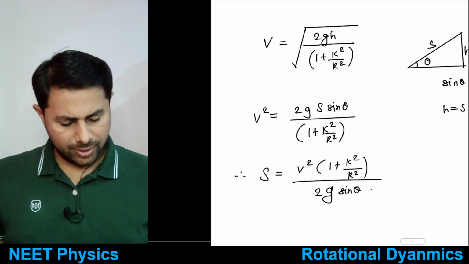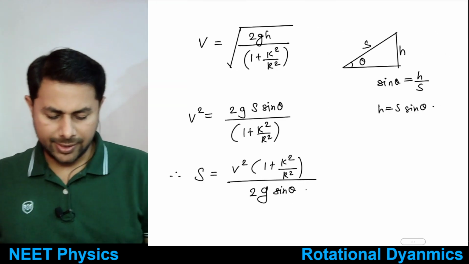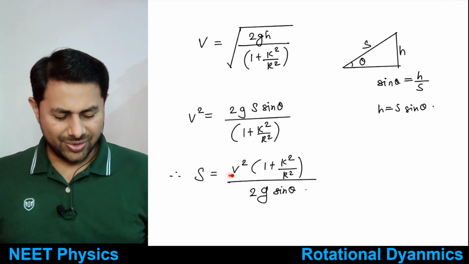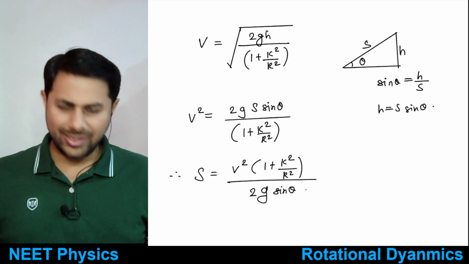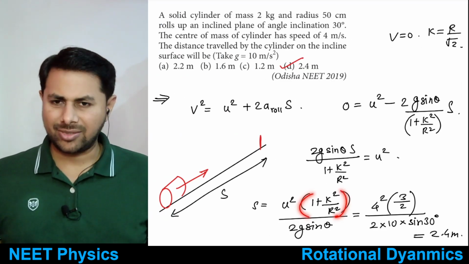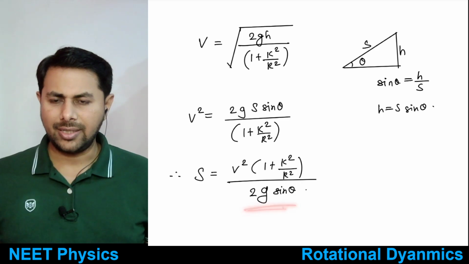Okay, see, you have the same formula, u square. So I said make this u. Okay, this is starting velocity, right? So u square or v square, call it anything, but this is the velocity at starting. Multiplied by 1 plus k square by r square divided by 2g sine theta, right?